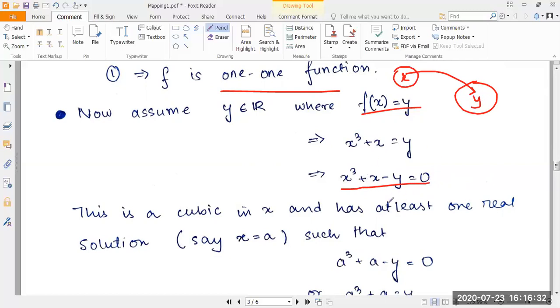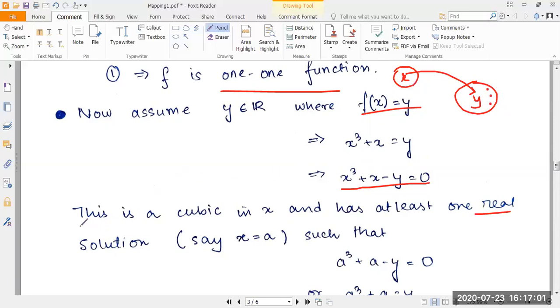Now, this is a cubic in x, and there must be one value of x for which this cubic equation holds. That means at least one real solution. So there is one real value of x for which x can be mapped to y. That means there exists one element for every element in the range set. So there does not exist any empty element which cannot be mapped back.